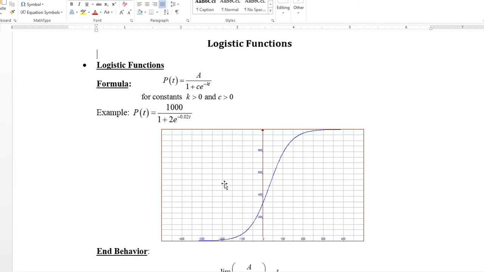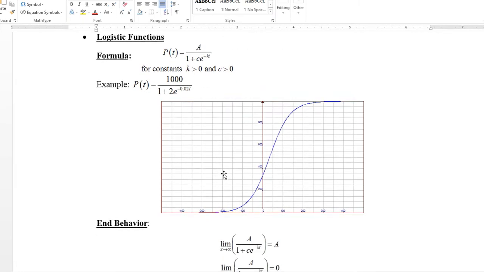So notice that this one, if you take the limit as x goes to infinity, let's see what happens. K is positive, so k times t is a negative number that's getting larger and larger in absolute value, and e to that power, of course, is going to go to 0. So this goes to 0, and you get a over 1, which is a. So this limit right up here is the a value. In this particular example, it's 1,000.